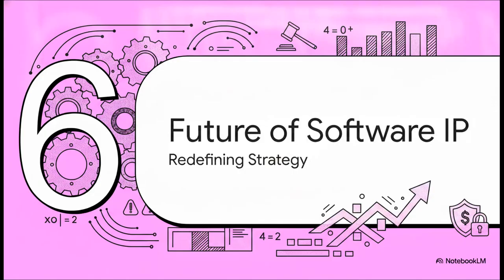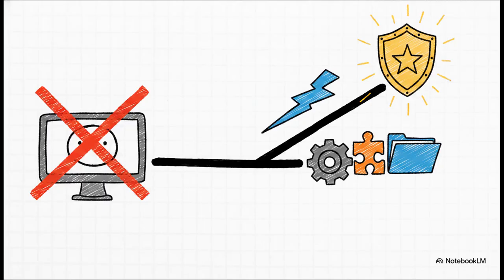Which brings us to our final section, Section 6, the future of software IP. So, what should you take away from this intricate dance of law, mathematics, and architecture? How does this redefine the future of software intellectual property? Well, the rules of the game have been clearly established. First, you must avoid generic do-it-on-a-computer claims at all costs.